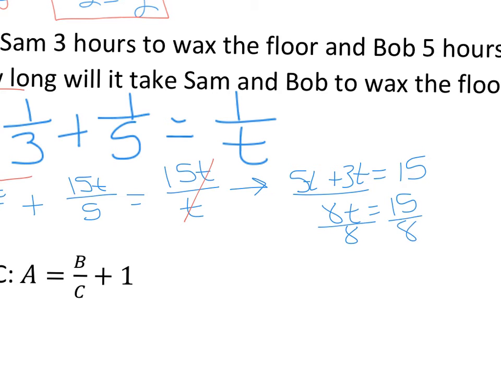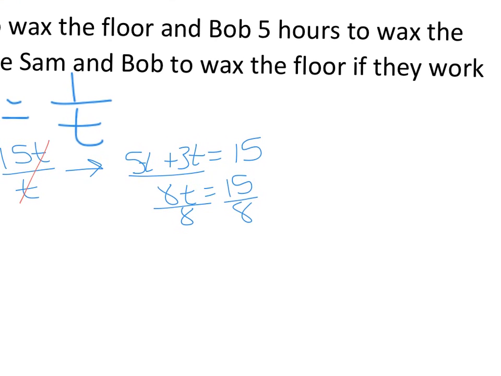Isolate that t. We get t equals 15 over 8. Well, of course, if we're talking about hours, that doesn't really make sense. So we're going to change it to a mixed number. 15 over 8 is 1 7/8.